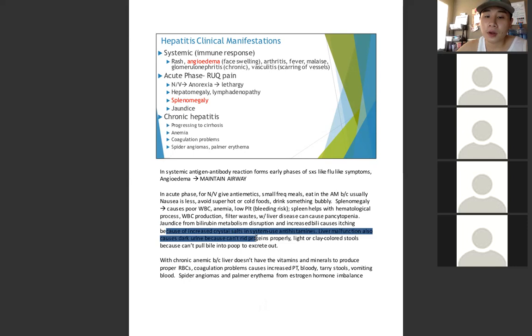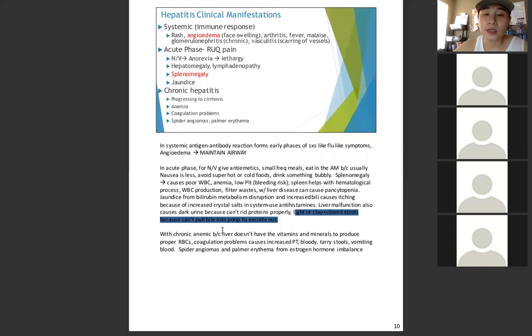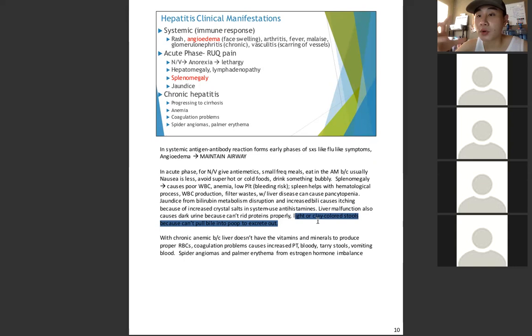Liver malfunction also causes dark urine because it can't get rid of proteins properly. Light or clay colored stool because it can't pour bile into poop to excrete it out. All right, so again, we don't have the bile because the liver is having issues, so it doesn't produce bile. And if there's no bile, the poop will be clay-colored stool.